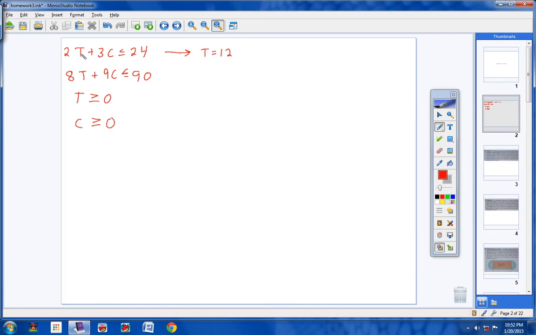Then I'm going to put a 0 in for T. If I put a 0 in for T, C would equal 8. So my T-intercept is 12, and my C-intercept is 8. Let's review that for a second.